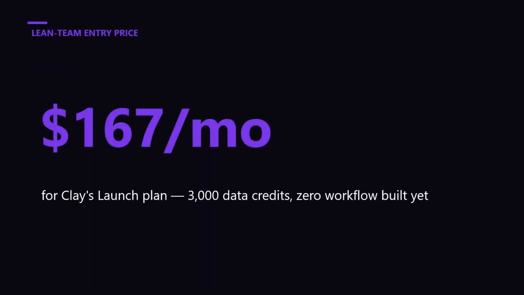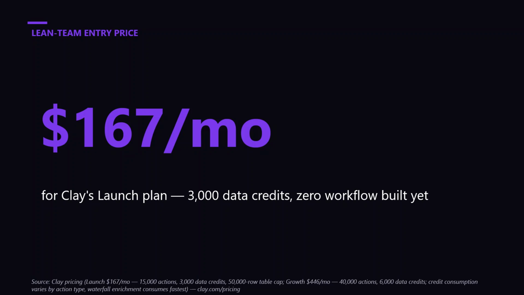Per Clay's own pricing page, the Launch plan, the first tier built for real usage past the free trial, runs $167 a month for 15,000 actions and 3,000 data credits. That's the entry price for a lean team past the free tier, and it buys you a blank canvas, not a finished list. Every workflow, the waterfall enrichment, the formulas, the conditional logic that decides which data source to try next when the first one comes up empty, still has to be built by someone before that $167 turns into contacts you can actually send to. Nothing arrives pre-assembled. The platform is the workbench, not the finished product.